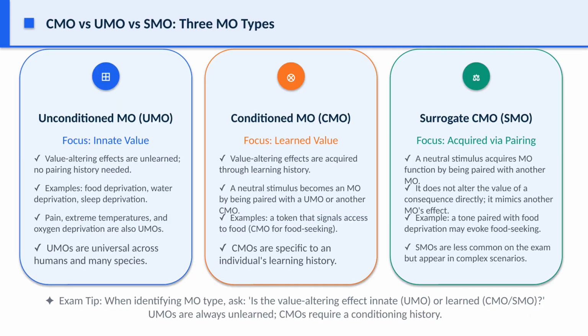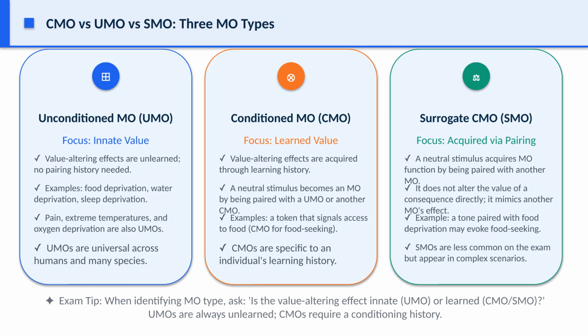This slide breaks down the three types of motivating operations you must distinguish for the exam. Unconditioned MOs, or UMOs, are biologically hardwired. Think food deprivation, pain, or extreme temperatures. Their value-altering effects require no learning history and are universal across humans and many species. Conditioned MOs, or CMOs, are acquired through pairing with a UMO or another CMO. For example, a token that signals access to food becomes a CMO for food seeking. These are specific to an individual's learning history and are a common exam focus.